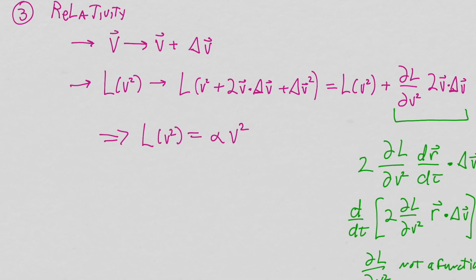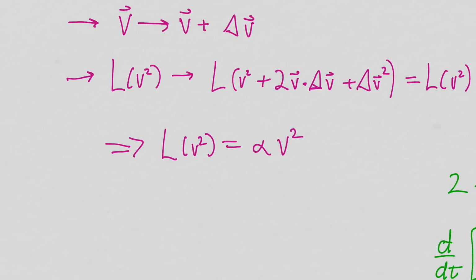Well, if dL/dv squared is not a function of v, the only possibility is that L of v squared has to be some constant times v squared. If I take the derivative of this with respect to v squared, I just get alpha. And it's not any other function of v or v squared, or any other additional term that involves v squared here. For example, if I added the square root of v squared, right? Or if I added v to the 3/2 or something, which would end up being v cubed, right?